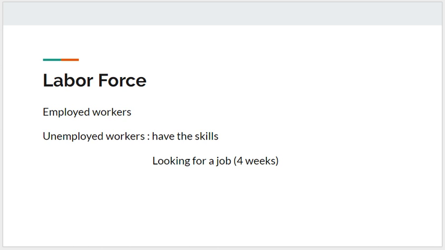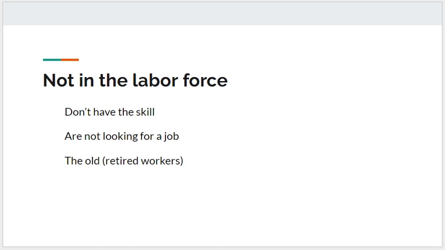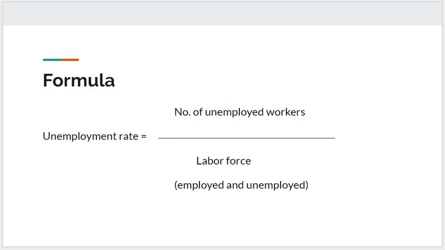And we also need to know what's not in the labor force, right? Workers who don't have the skills to work, workers who are not looking for a job, and even some old workers, like retired workers. And thus we can get the formula. The rate is equal to the number of unemployed workers divided by the labor force.